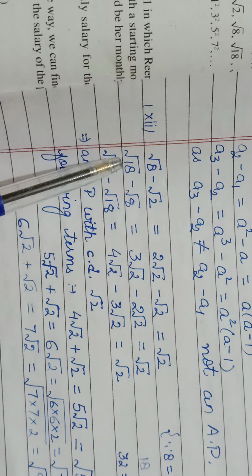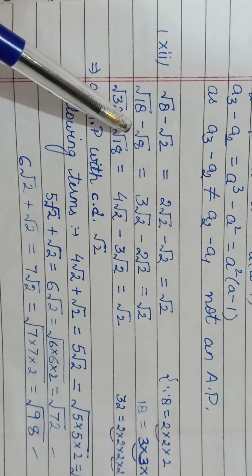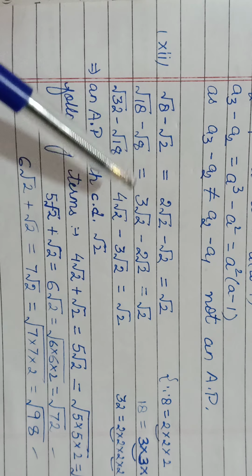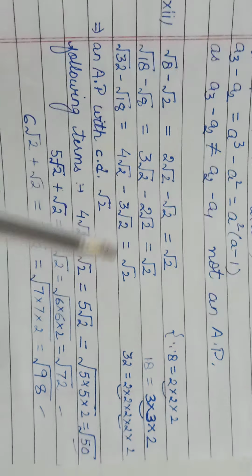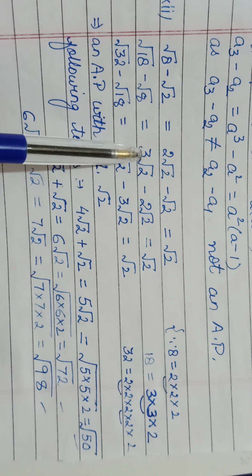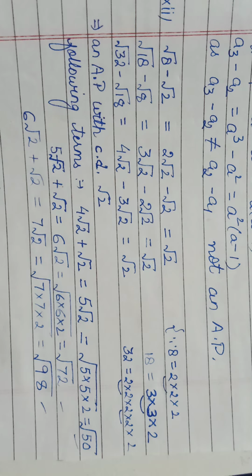Then the third term was your root 18. With that we had to subtract root 8, the second term. So change these two: root 8 we already saw is equivalent to 2 root 2. The factors of 18 are 3, 3, 9, 2, 18. So again 3 and 3 group together, so it will come outside the root sign. So root 18 can be written as 3 root 2. 3 root 2 minus 2 root 2 gives you again root 2.